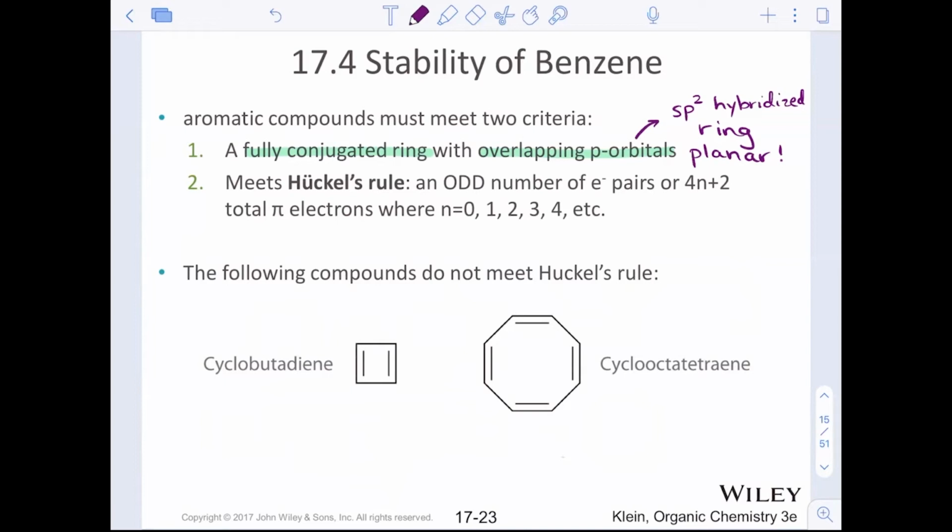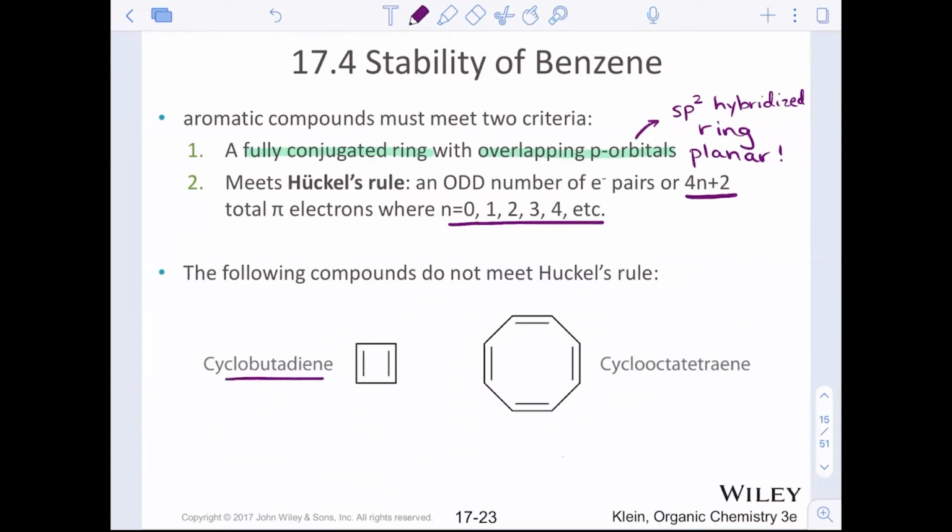Now, we have to meet the Huckel rule, which says that an odd number of electron pairs needs to exist in this fully conjugated ring system, or 4n plus 2 equals the total number of electrons, where n equals 0, 1, 2, 3, 4. N is a whole number, okay? This is how we get an odd number of electron pairs. I like using the 4n plus 2 rule rather than the odd number thing, but let's go ahead and look at these two that do not meet the Huckel criteria, okay?